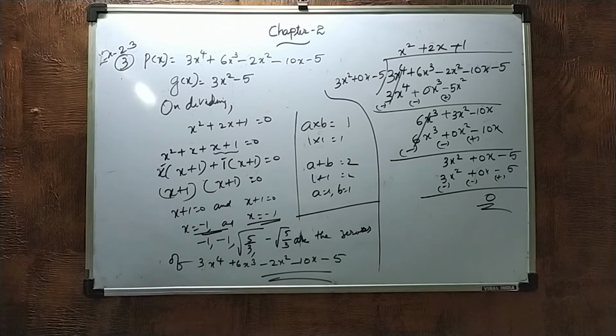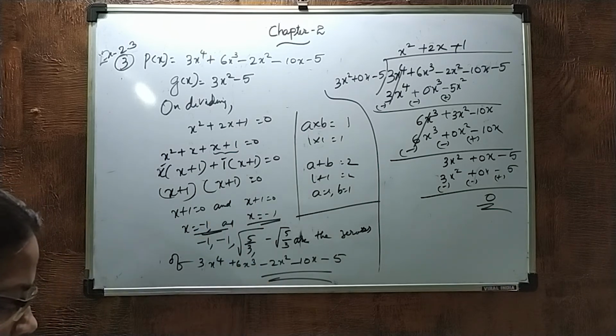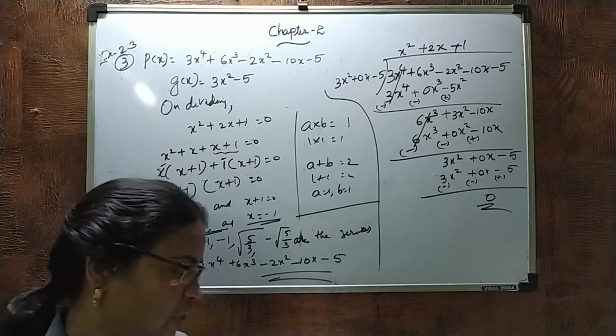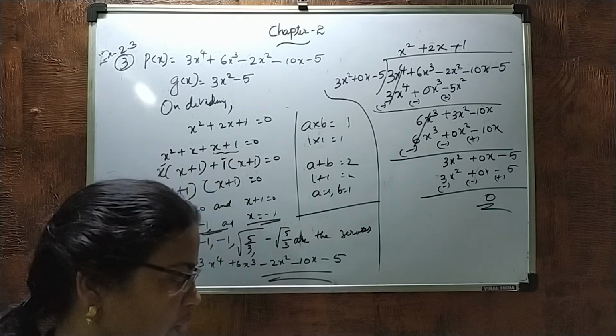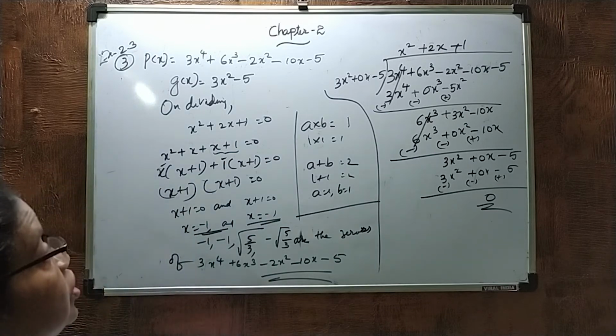Okay, negative 1, root 5 by 3 and negative order. Now 4 zeros we got because the degree is 4. So next question we are going to do, it was asked in CBSE 2018. So this is the question you are going to write now.